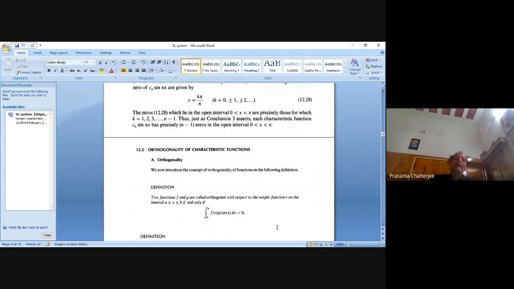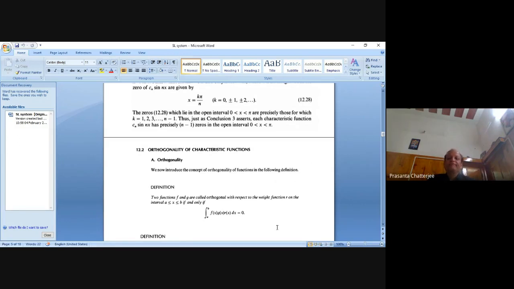Now we shall study some important properties of characteristic functions. The first property I am going to tell you is orthogonality. So first, what do we mean by orthogonality? Orthogonal is a term we initially used in vectors. Two vectors are orthogonal if their inner product is 0.